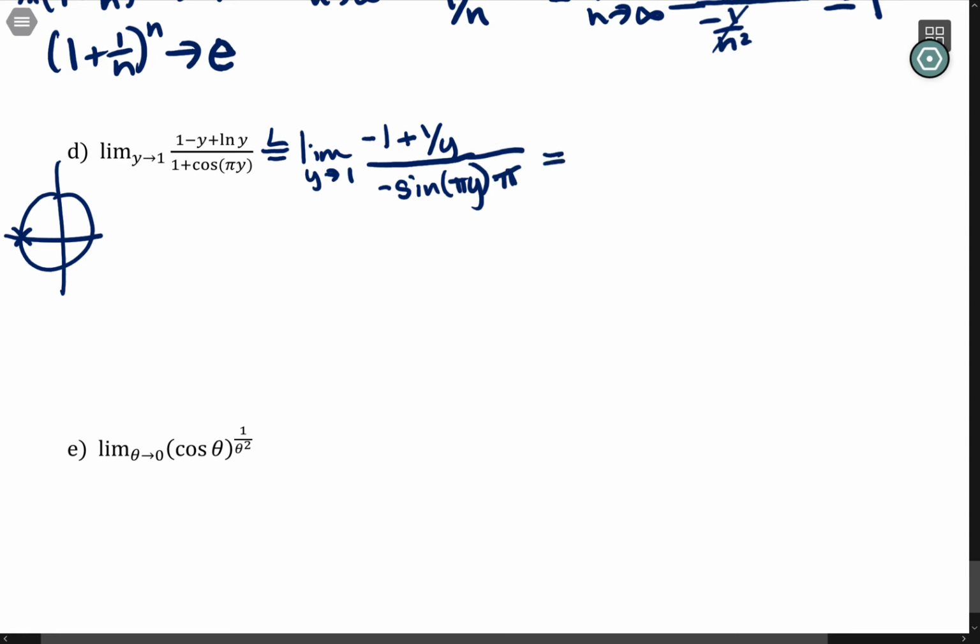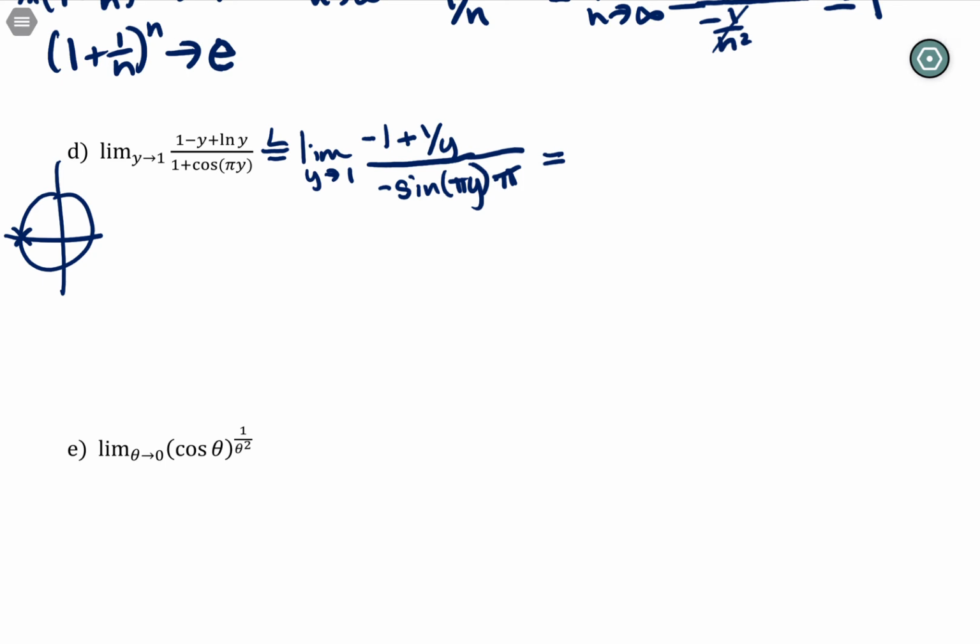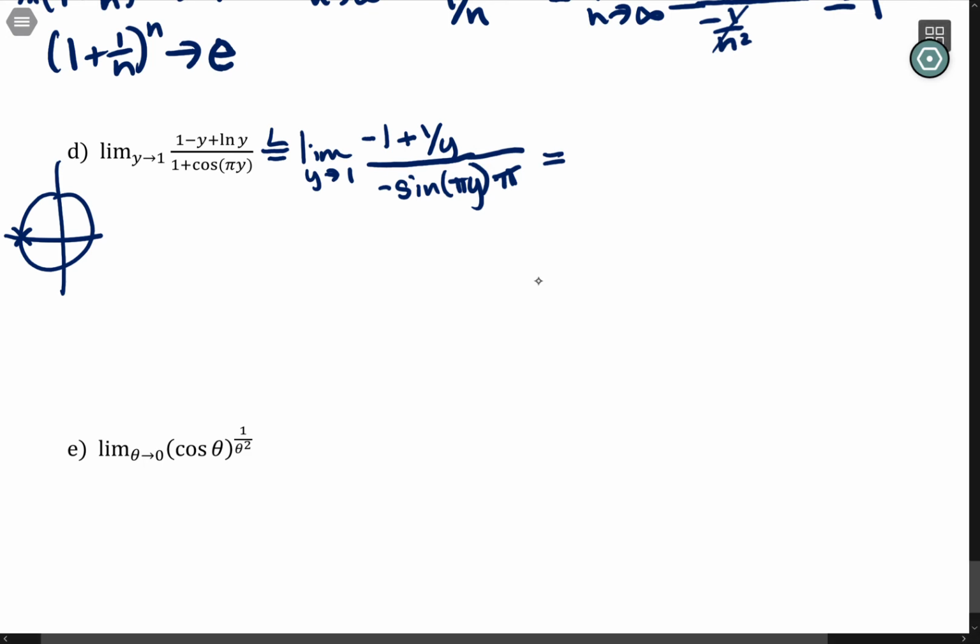Do I need to? I don't even think I need to. Oh, maybe I do. If I let y go to 1 now, I have negative 1 plus 1, which is 0. And then on the bottom, sine of pi is 0. So 0 over 0 still. And I think I will try clearing the fractions in fractions. So I'm going to go ahead and multiply by y over y. So this is just a little algebra to keep things from getting really ugly.